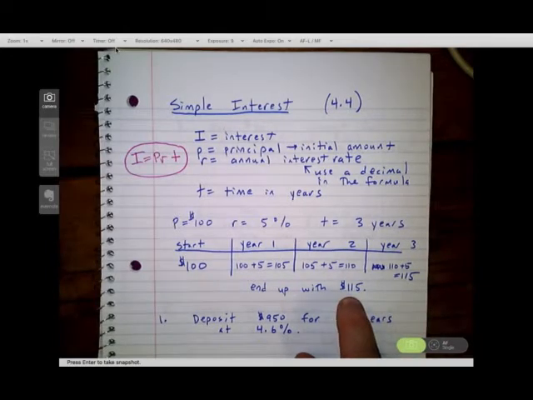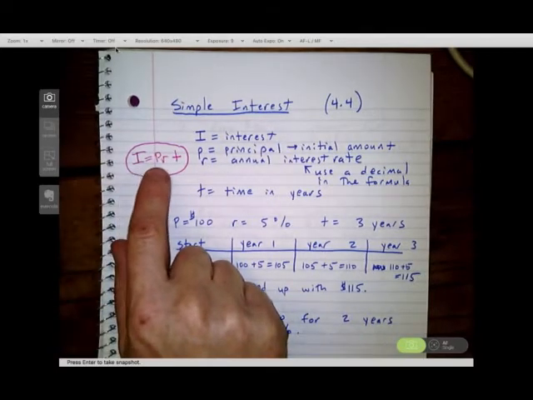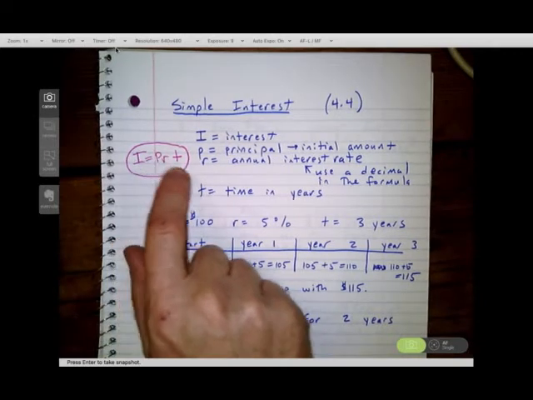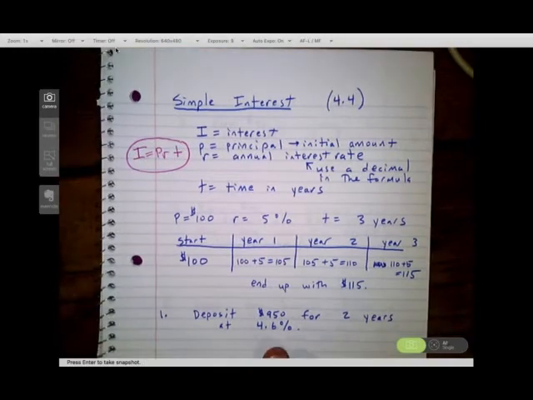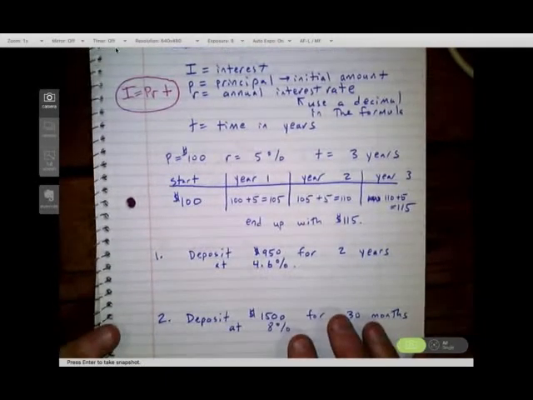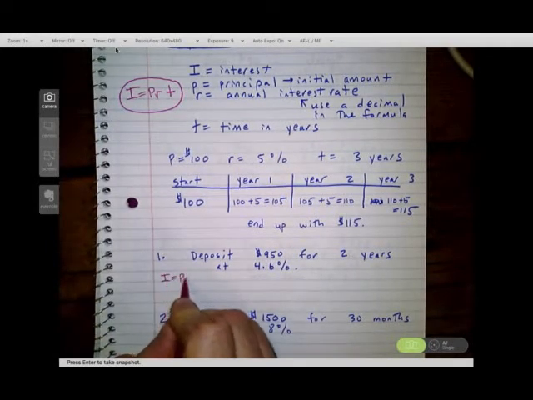So that's how interest works when you have a deposit. The bank's going to pay you a little bit of money each year for leaving your money in their bank. Okay, again, here's our formula. So I equals PRT. It's the principal, or the initial amount, times the rate times the time. So let's look at a few examples. All of our examples are going to use this formula, so I'm going to write it each time. Okay, so I equals PRT.